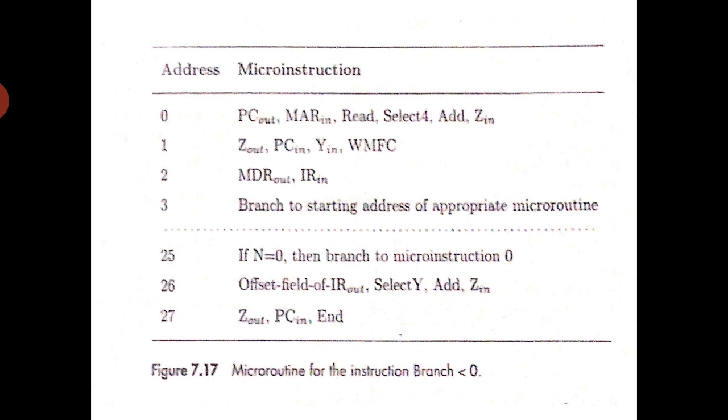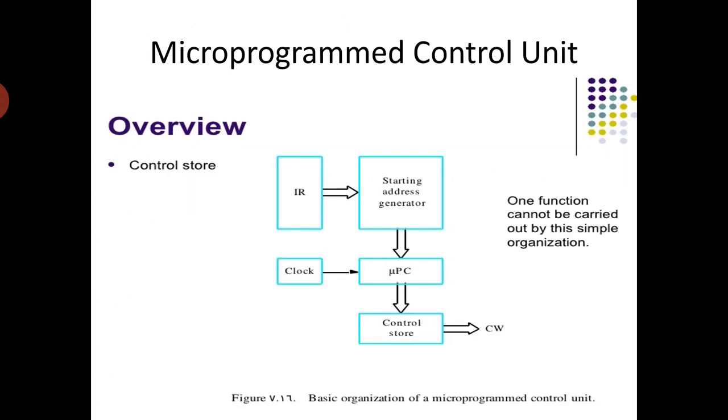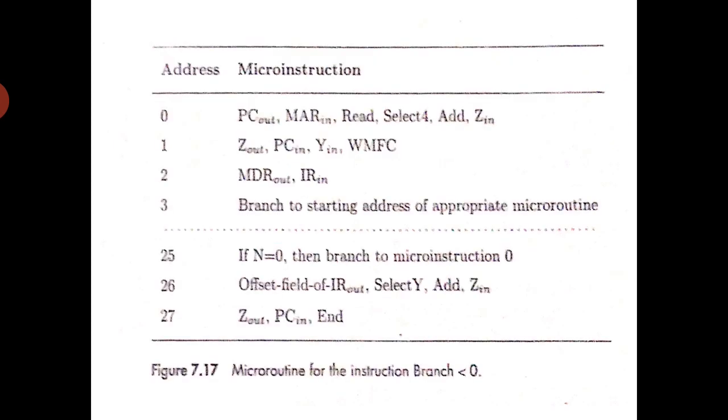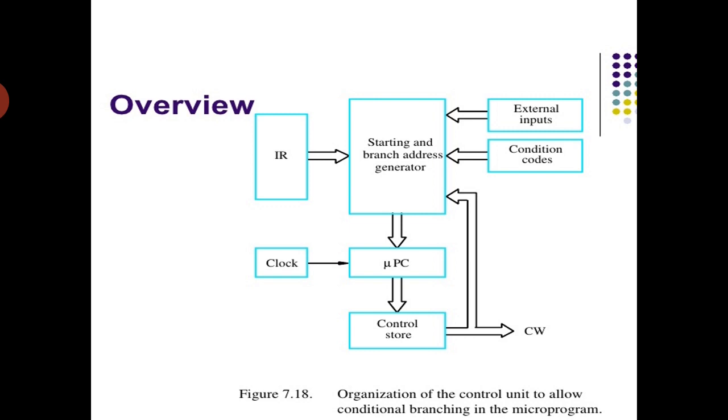In order to support microprogram branching, in order to support these type of branching microprograms, the basic microprogrammed control unit should be modified like this.